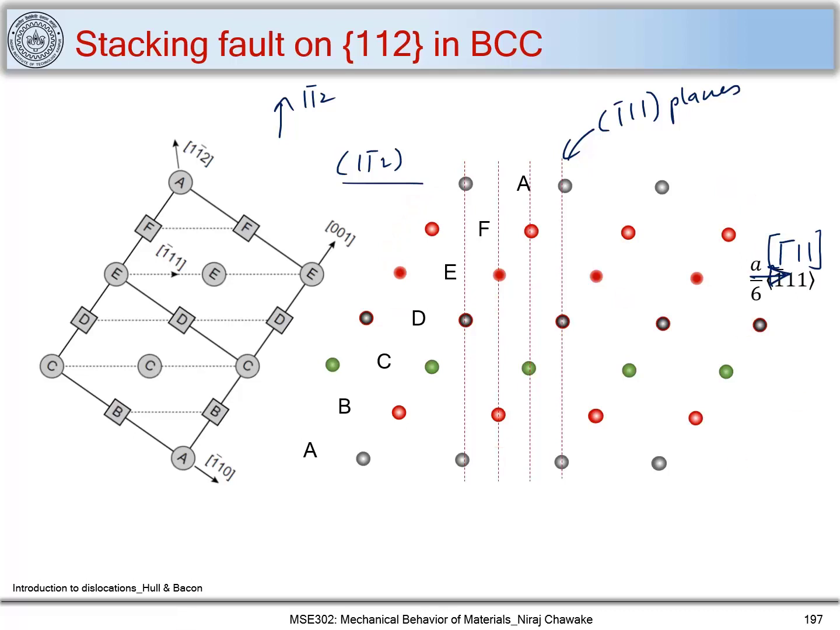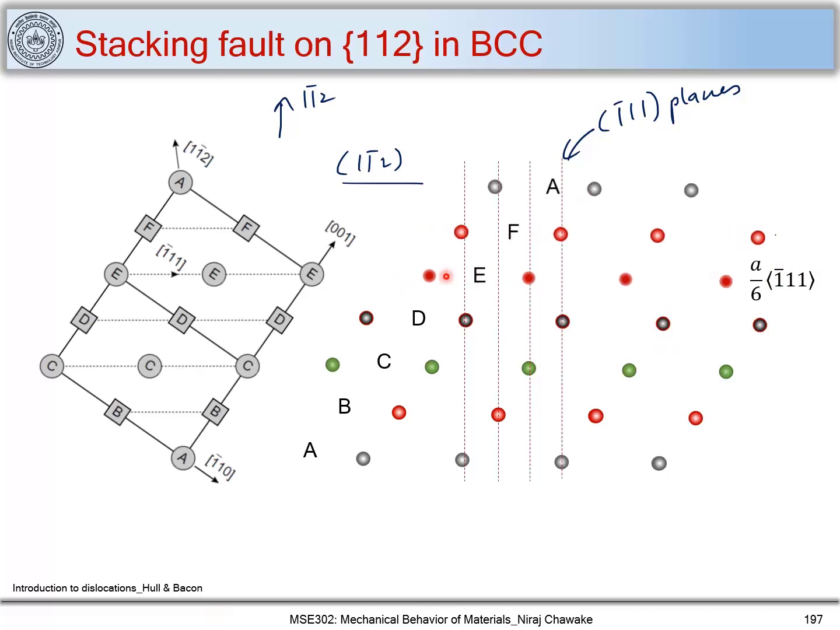Let's do that. So we glide it by a/6 [-111], and when I glide all the layers by a/6 [-111], you can say there will be a configuration which has a lower energy. There is a fault which has been created. Now you can see that this layer can be considered as D layer because it is falling on D. So let us write it down. So this will be a D layer.